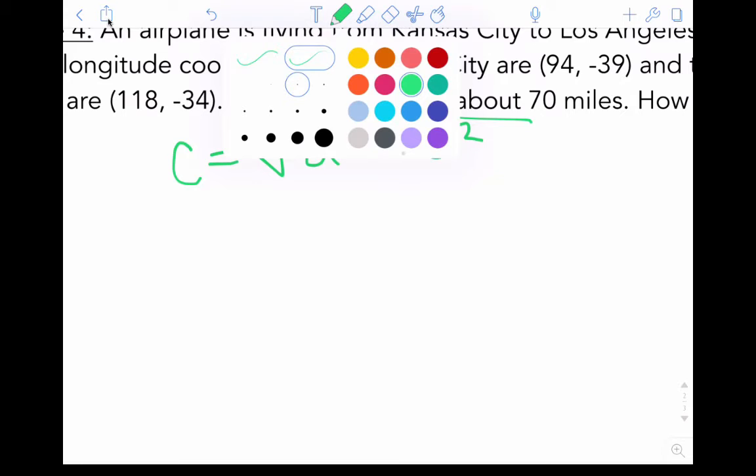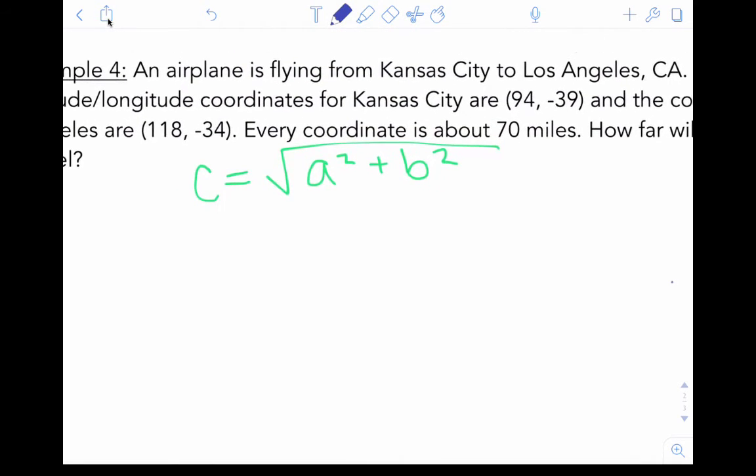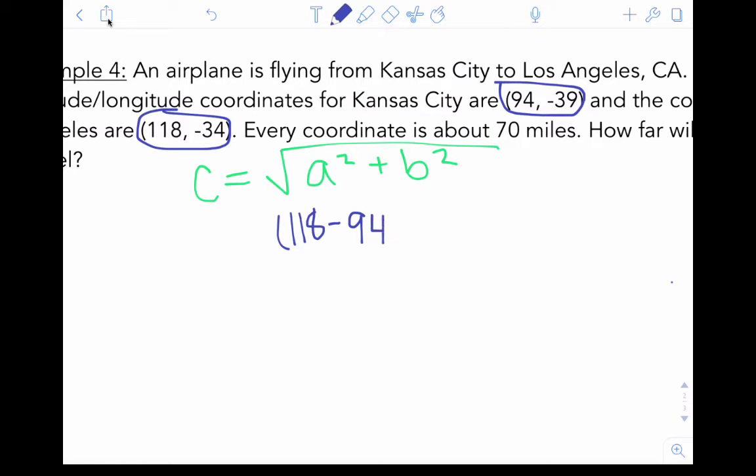And now I'm going to write my numbers in here. Looking at my coordinates, I'll circle them so it's easier to see. First, I'm going to focus on my x's. My largest x is 118. And my smaller x is 94. And I'm going to square that. And now I'm going to look at my y's. My largest y is negative 34 minus negative 39. And I'm going to square that and square root the whole thing.